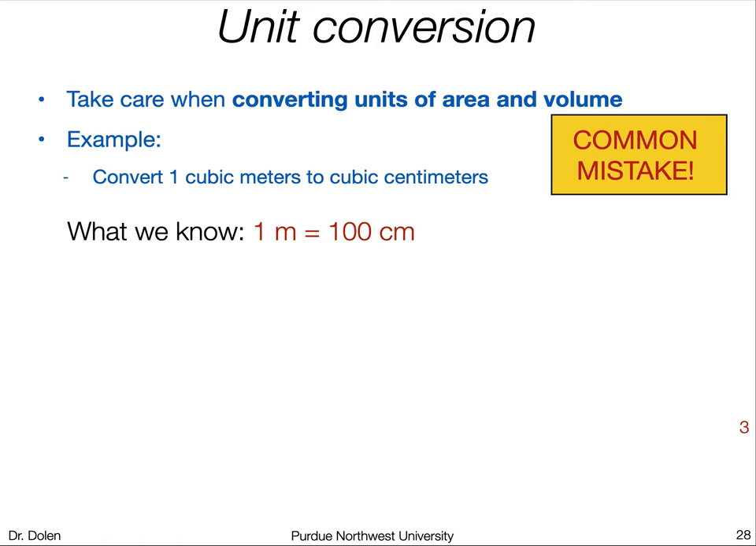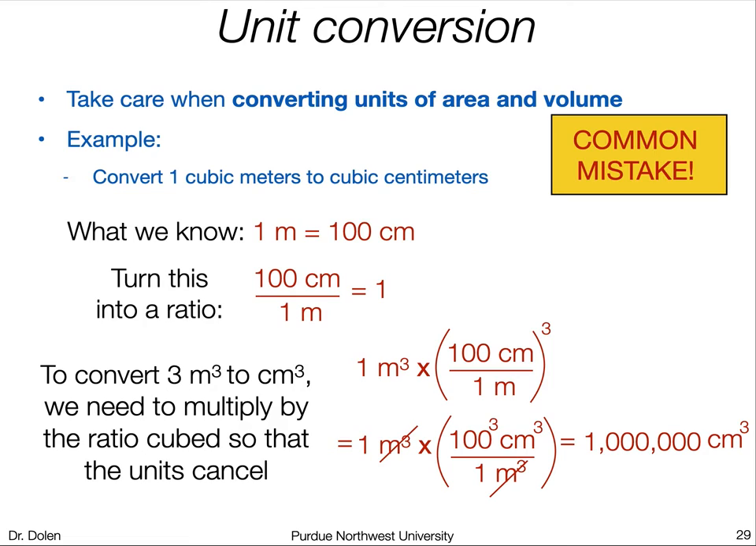And we'll do some more examples of unit conversion in some future videos, but quickly I wanted to make sure we talk about converting units of area and volume, because this is a really common mistake. People make mistakes when converting area and volume all the time. So say I asked you to convert 1 cubic meter into cubic centimeters. Okay. So first, what do we know? We know that 1 meter is equivalent to 100 centimeters.